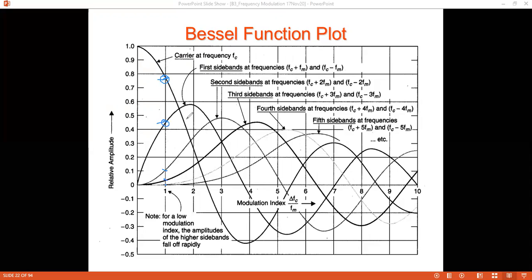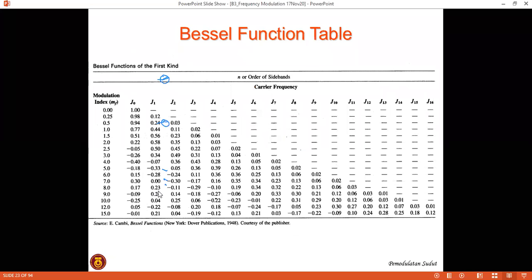This is trickier compared to the Bessel table, because the Bessel table is just straightforward. You can refer to the table for a given beta to see how many sidebands there are at maximum, and also the relative amplitudes for each sideband.